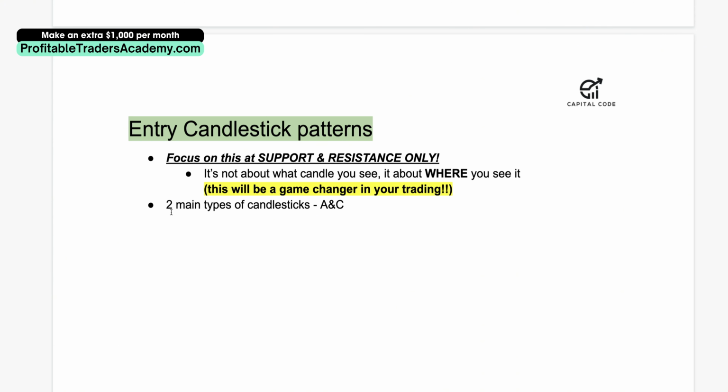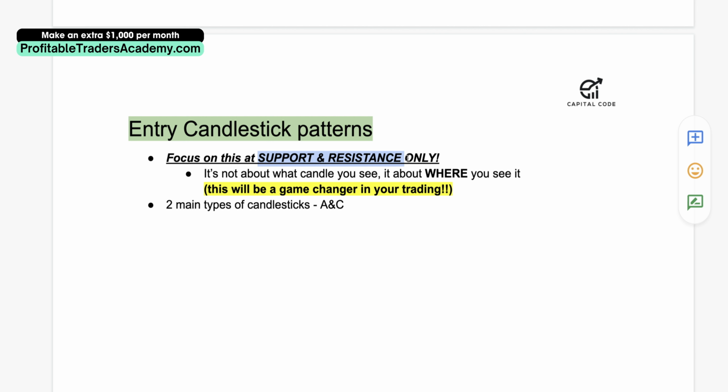We are going to talk about entry candlestick patterns. Now, this is really exciting because before I had certain candlesticks in order to enter the market on, my results were very sporadic. And the key thing that you need to focus on here is that you want to find entry candlesticks at support and resistance only. And this is super important because, like I said, my results were very sporadic in the beginning.